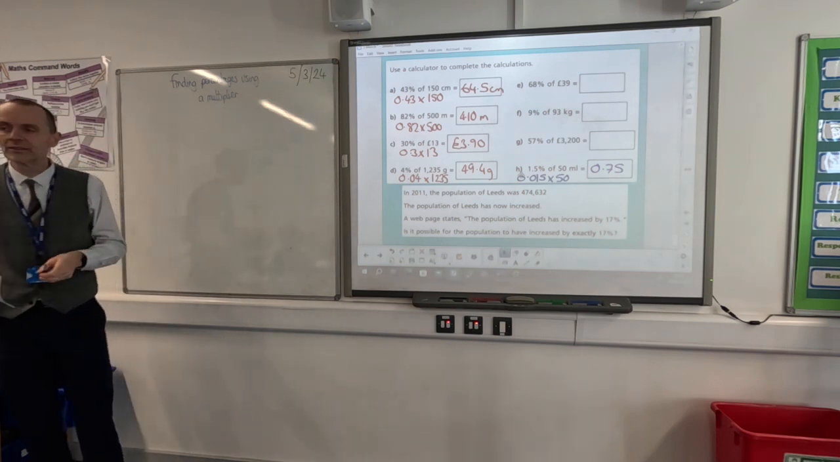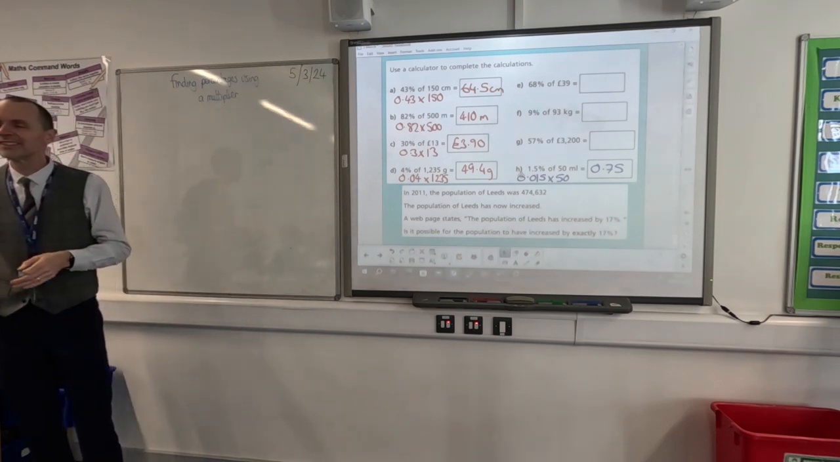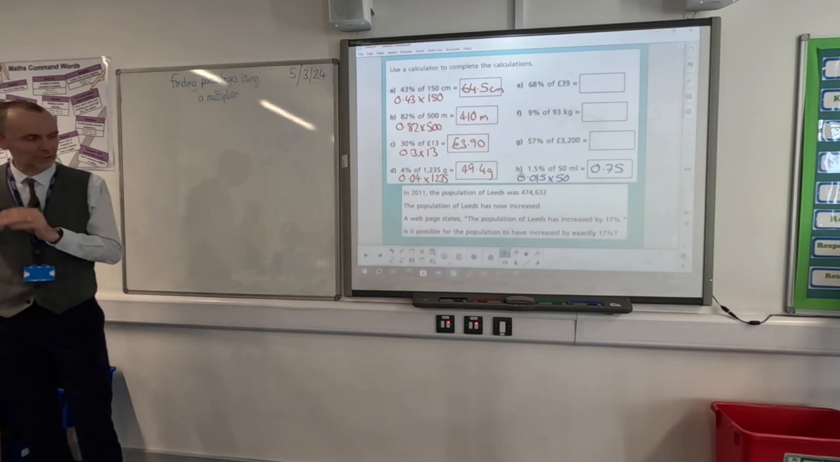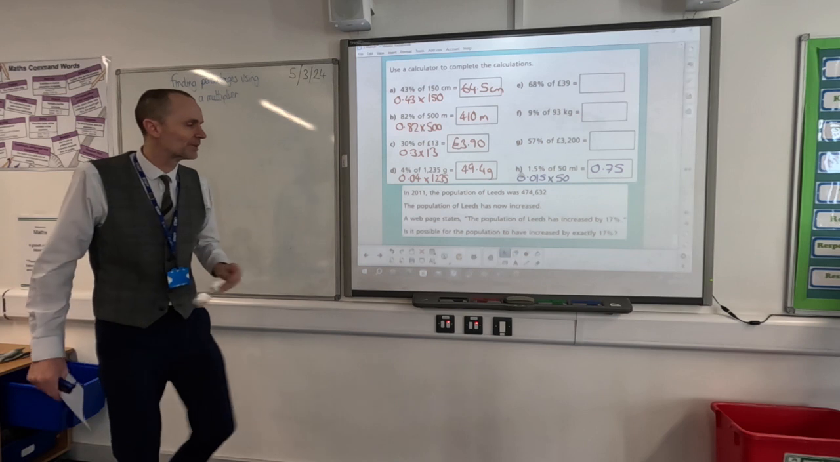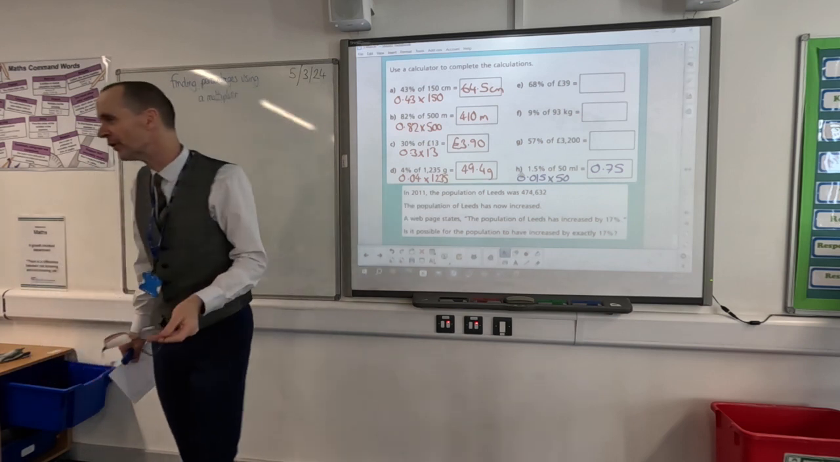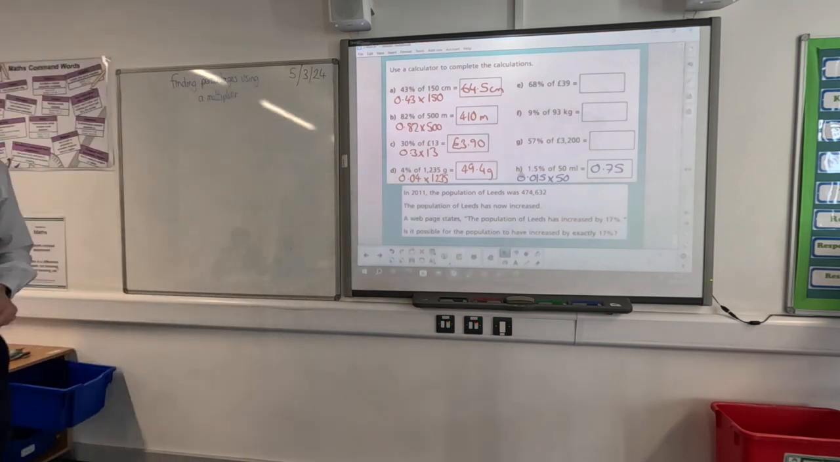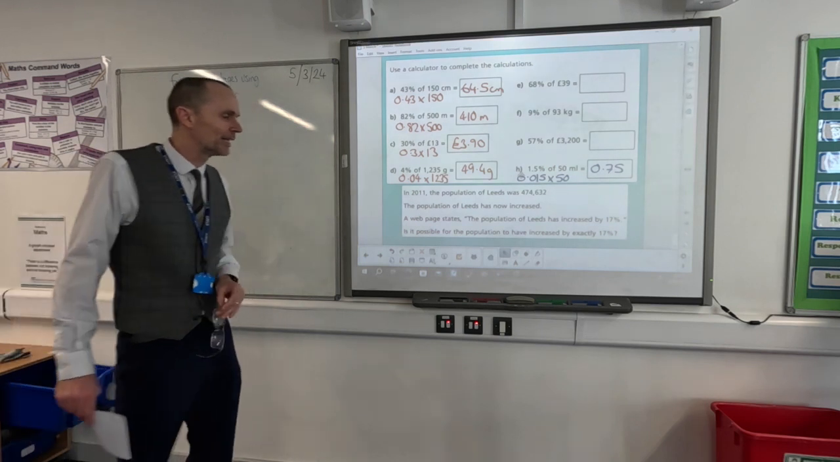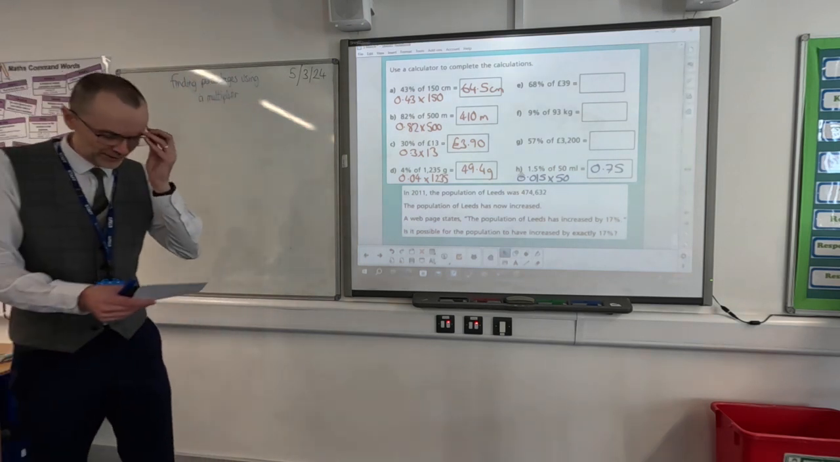Go for it, Ed. No, because it comes out as a decimal and you can't have 0.44 of a person. Absolutely. If you do 0.17 times that amount, you get something point 0.44. So it can't have increased by exactly 17%. Actually, no one's ever going to state the exact percentage increase, so it's probably valid to say it's increased by 17%. They've just rounded it, but no, you can't increase by exactly 17%.